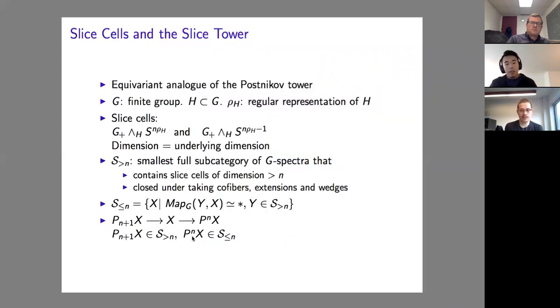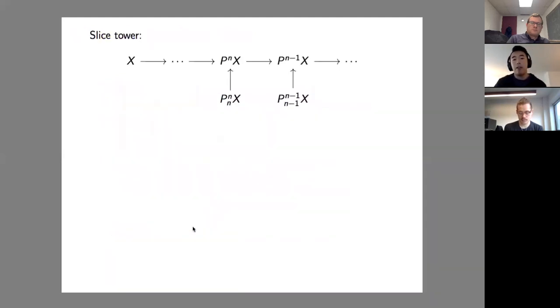All right. So now, given this, I can form a tower, and that tower is called a slice tower. So it's obtained by piecing together these P_n of X. So this is the tower where X sits as the inverse limit, and the colimit is contractible. And the fibers of these towers are called the slice sections. So this is the slice tower.